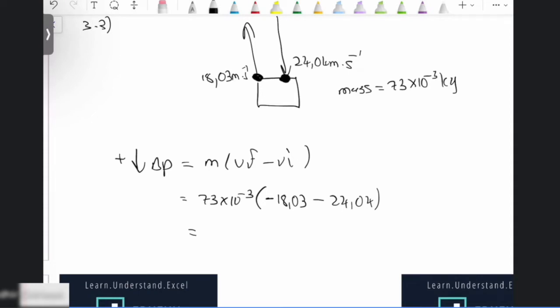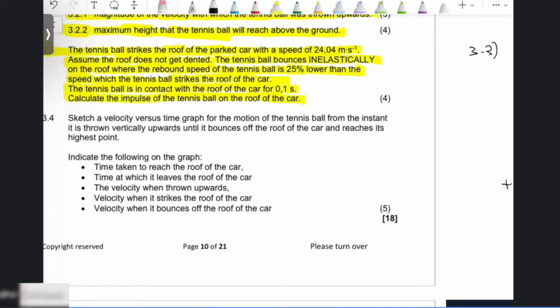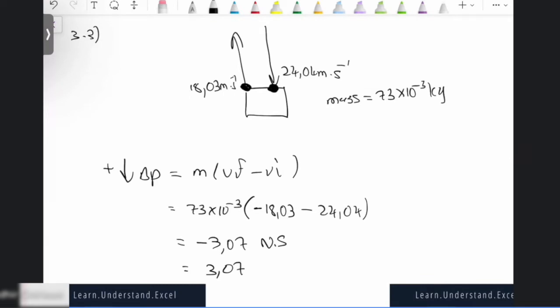Okay, so here we're getting this as minus 3.07, and this is normally measured in Newton seconds. If they just want a value, I'm sure they just want the magnitude. Oh no, they don't actually ask. So for impulse itself, we're going to say that even though we chose down, this is actually 3.07 Newton seconds acting upwards. Okay, sorted out. Any questions on this here, guys?